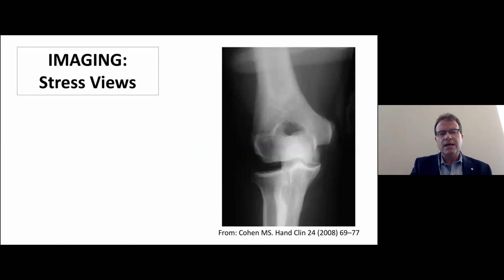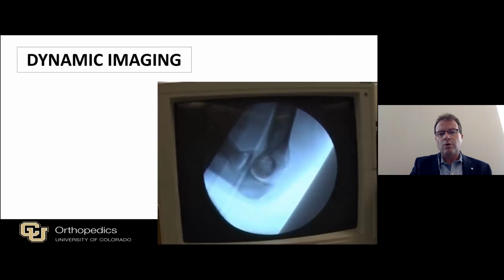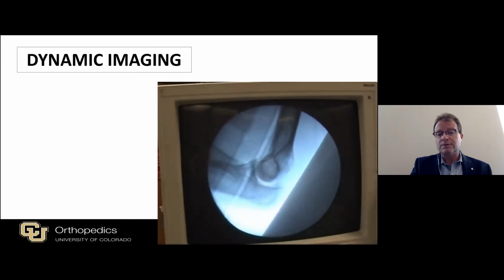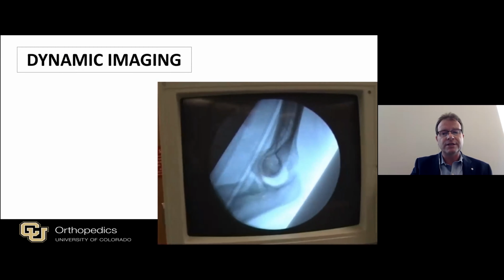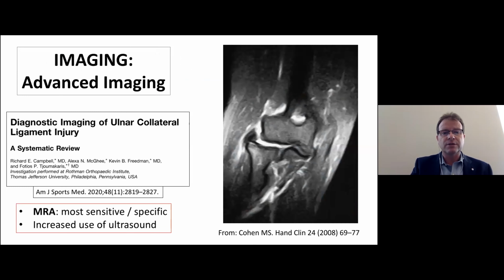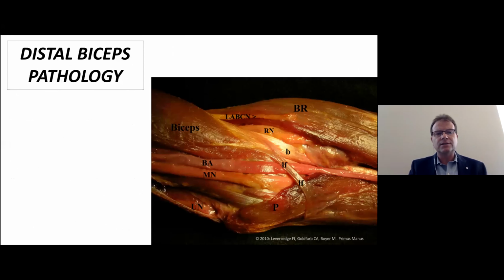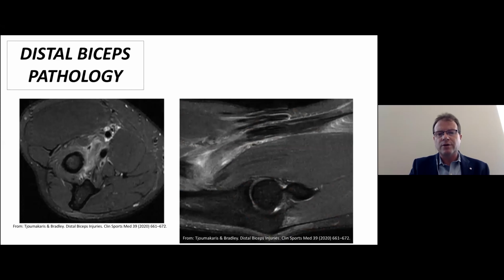And obviously, as we are investigating further, use of stress views or fluoroscopy can be very helpful in terms of dynamic imaging for subtle instabilities or perhaps not so subtle instabilities. For advanced imaging for collateral ligament injuries, MR arthrograms are usually very, very helpful. They are the most sensitive and specific testing for our elbow collateral ligament injuries, both on the lateral and ulnar collateral ligament sides.